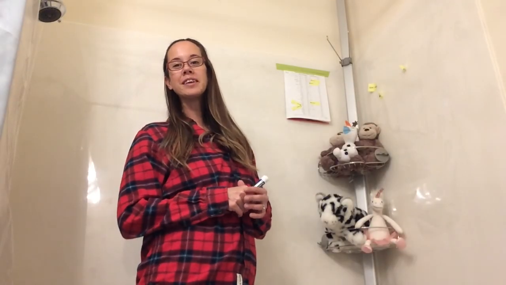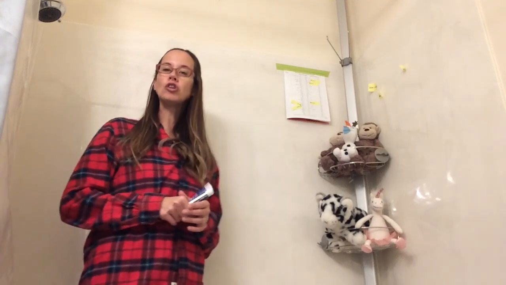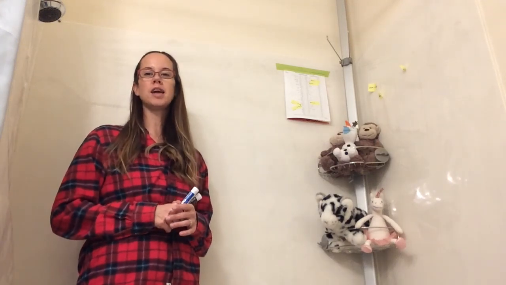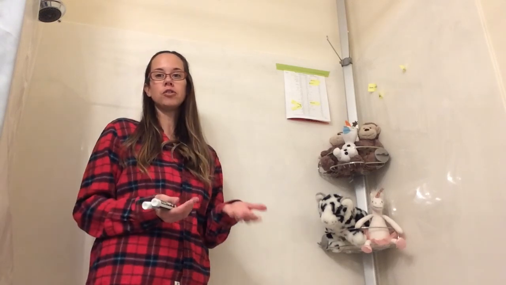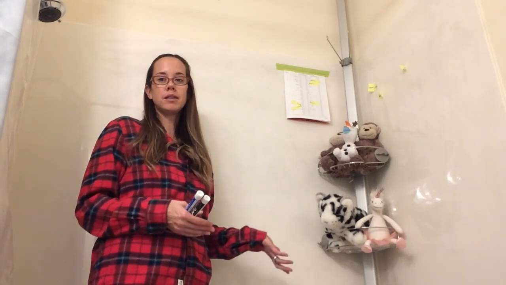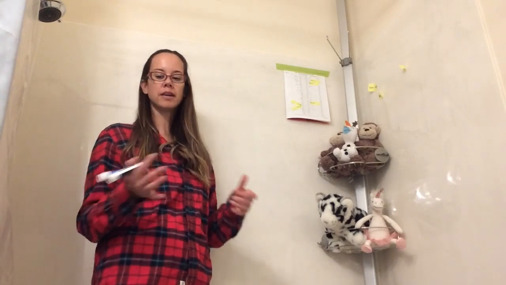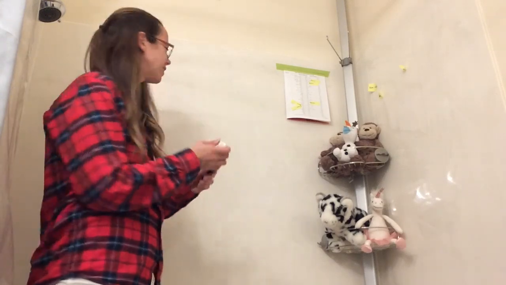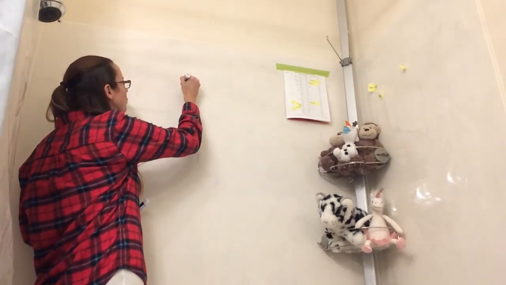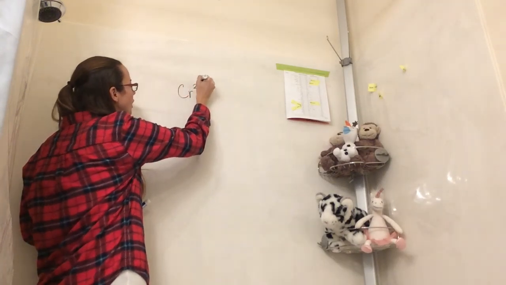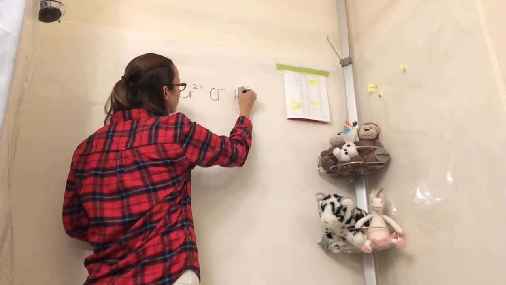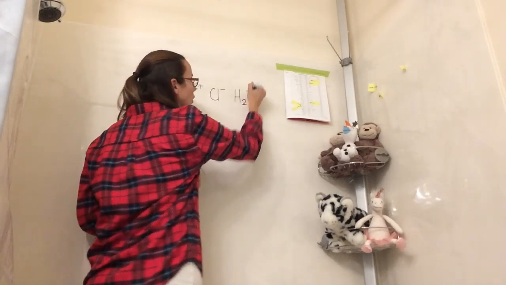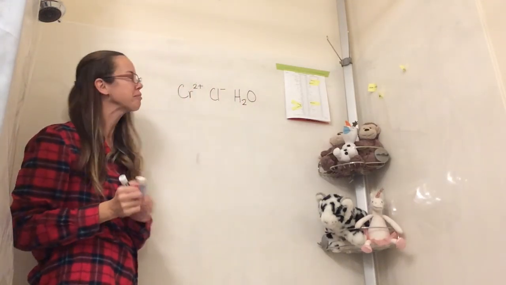Our last example for today is just asking you if a solution of chromium 2 chloride would be stable, meaning would it be reactive or not? Could you have a solution of chromium 2 chloride? Would it sit there and do nothing, or would it react? So let's go ahead and write out our entities. So chromium 2 ions, chloride ions, and then of course H2O, because we're in solution.